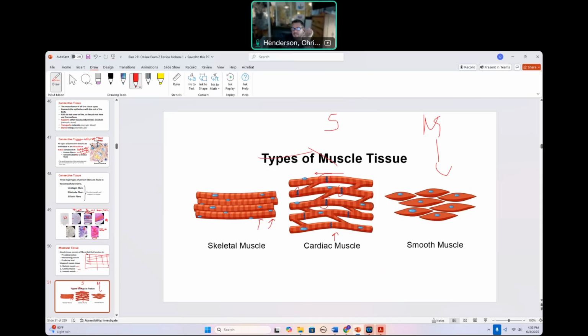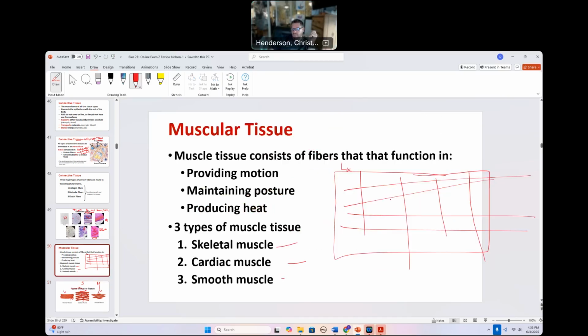Then the last thing is voluntary versus involuntary. Voluntary means that you can voluntarily contract that muscle. So I can tell my biceps to contract. I can do that right now. Cardiac muscle, can you tell your heart to beat? Like, tell your heart to stop beating. Can't do it. It's involuntary. Smooth muscle, make peristalsis happen. Can't. Involuntary. Skeletal is voluntary. So make sure you make that chart and you memorize it.